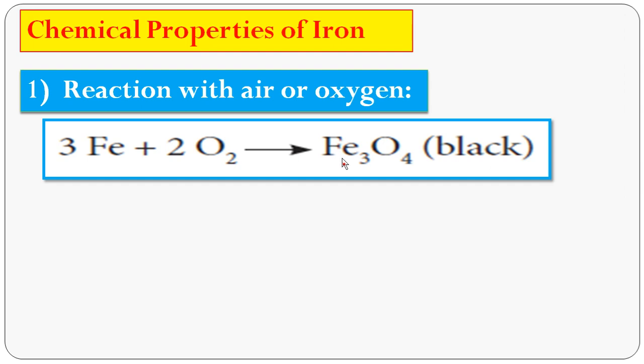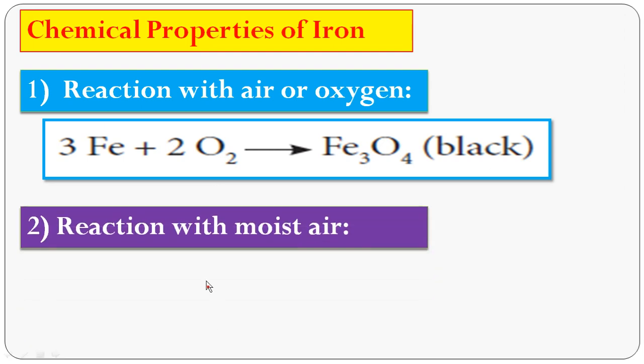So magnetic oxide has the formula Fe3O4. Now here 3 iron, so on this side you have to put 3. And here 4 oxygen, so here we put 2, 2 2s are 4. In this way you have to balance the equation.